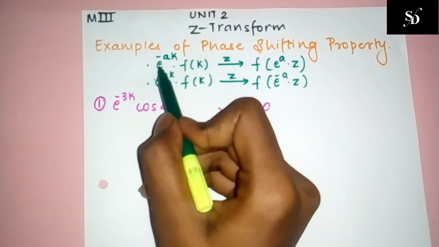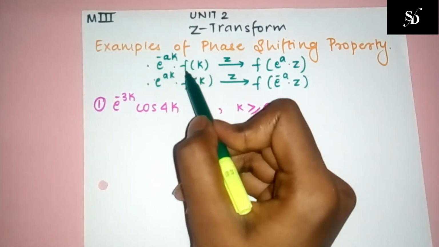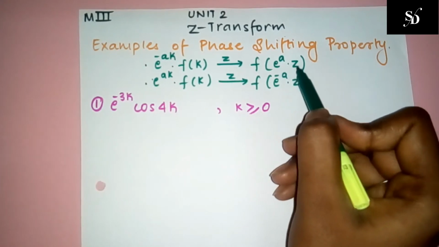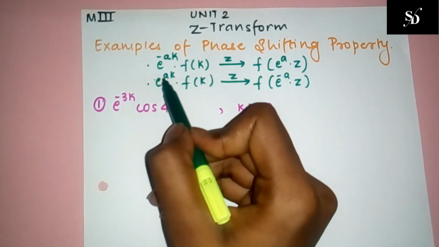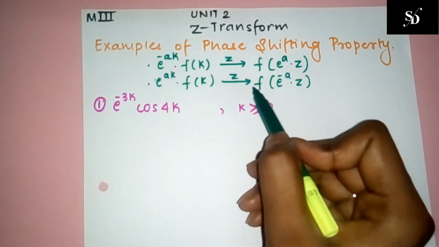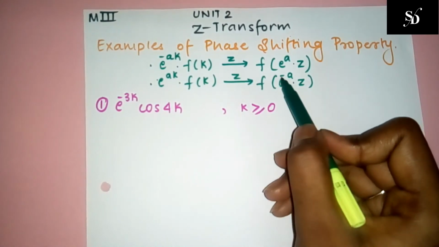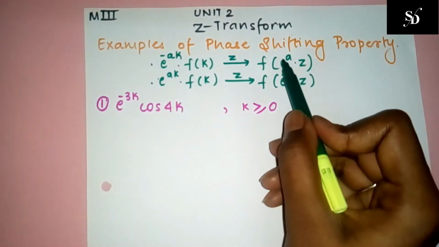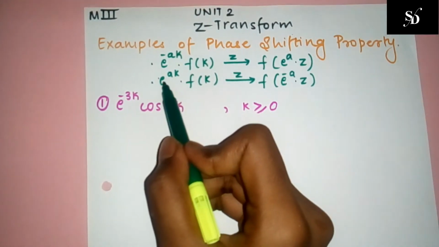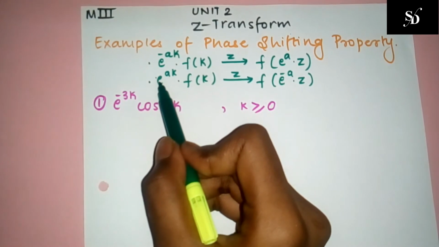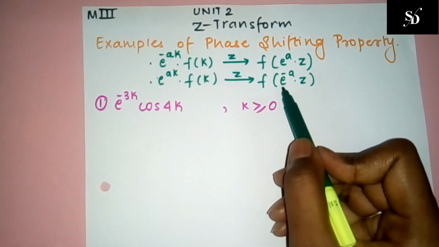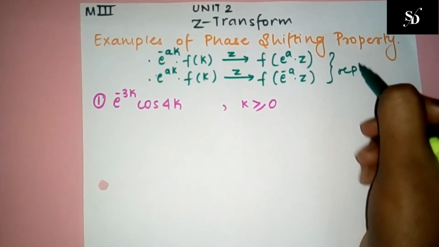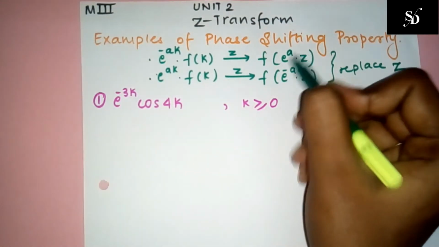That is, when we have e raised to minus ak into f of k, then we have to replace z by e raised to a into z. And when we have e raised to ak into f of k, then we have to replace it by e raised to minus a into z. So you have to remember, when we have a minus over here, we have a positive a. When we have a positive a in e raised to ak, then we have a negative one, e raised to minus a. This is the thing by which we have to replace z.